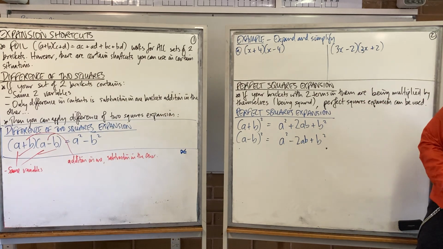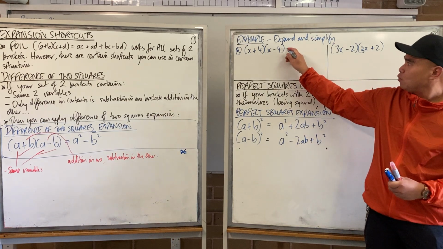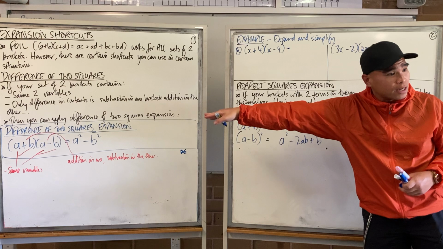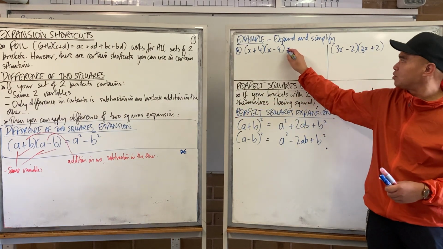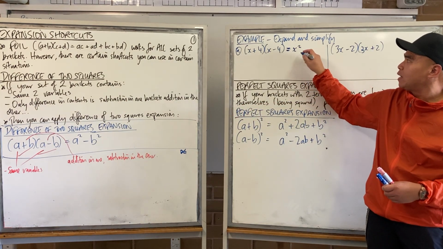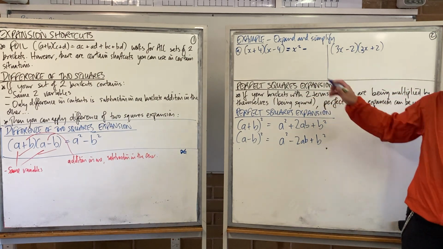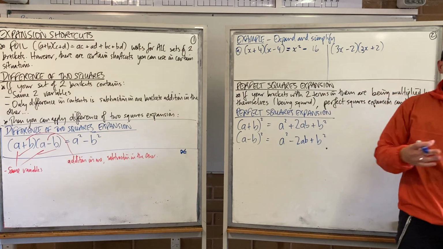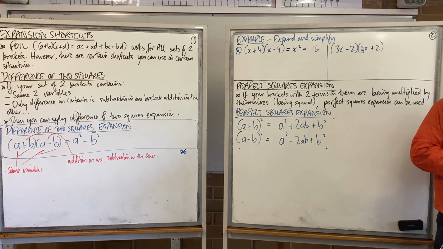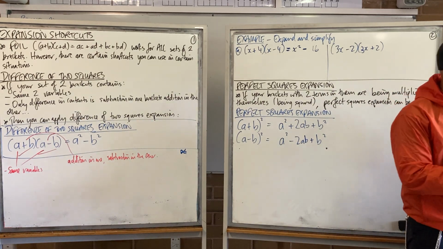So according to the shortcut, which one of these is A in my little shortcut? X. So the answer is going to be x squared, take away. What is your B? 4. 4 squared is going to be 16. That is the answer straight away. See how it's a short... Well, actually, you don't see how it's a shortcut yet.